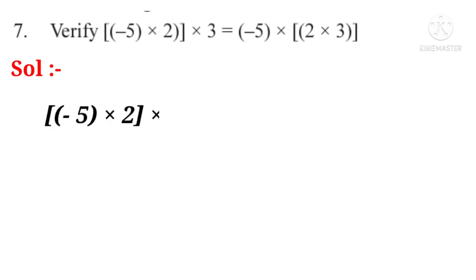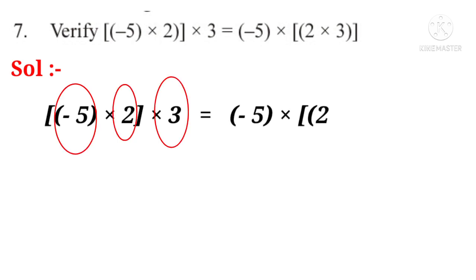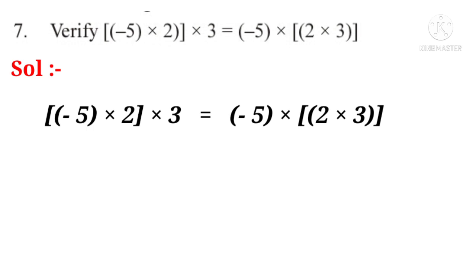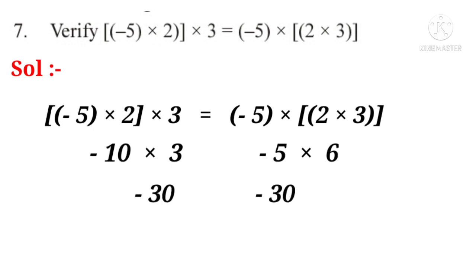Now number 7. Verify minus 5 into minus 2 into 3 is equal to minus 5 into 2 into 3. Here observe that there are three different integers minus 5, 2, 3 on both sides. So it is the multiplicative associative property. Now in bracket minus 5 into 2 is minus 10, into 3. On the right side, 2 into 3 is 6. Now left side minus 10 into 3 is minus 30. Right side minus 5 into 6 is minus 30. Both are equal. So the associative property is verified.